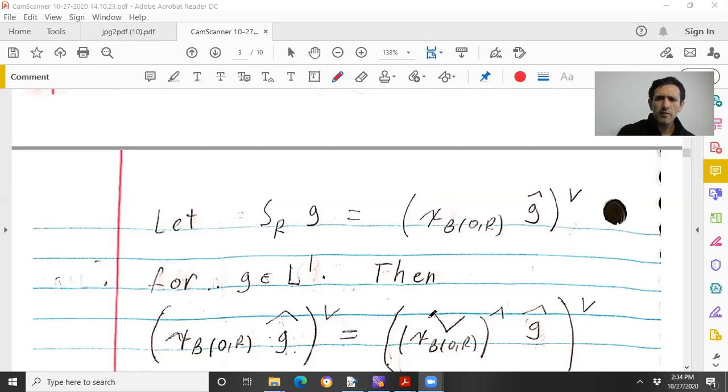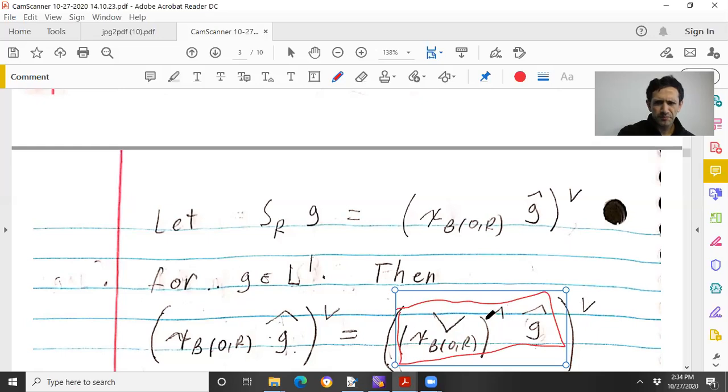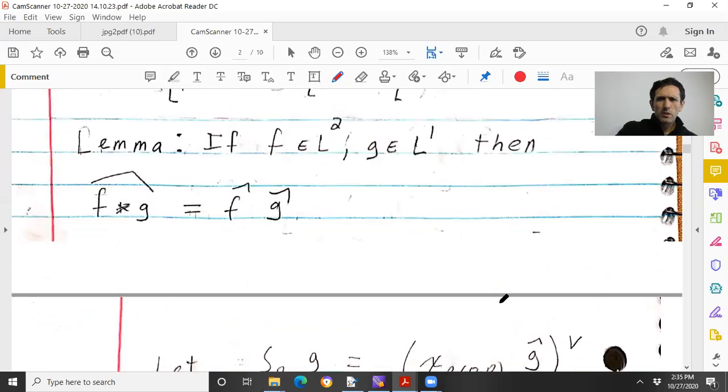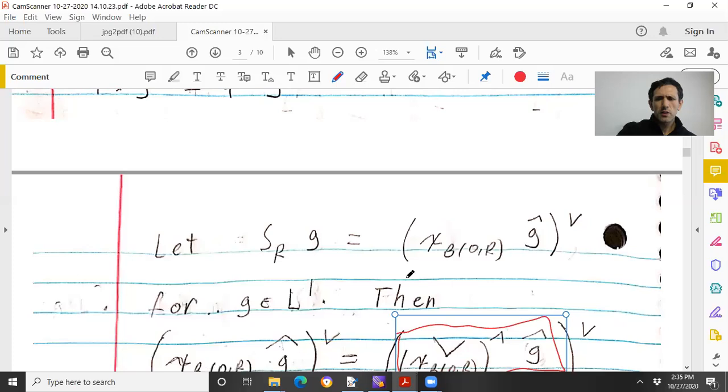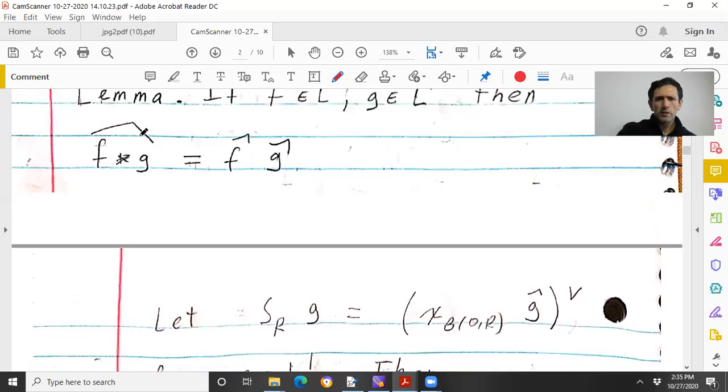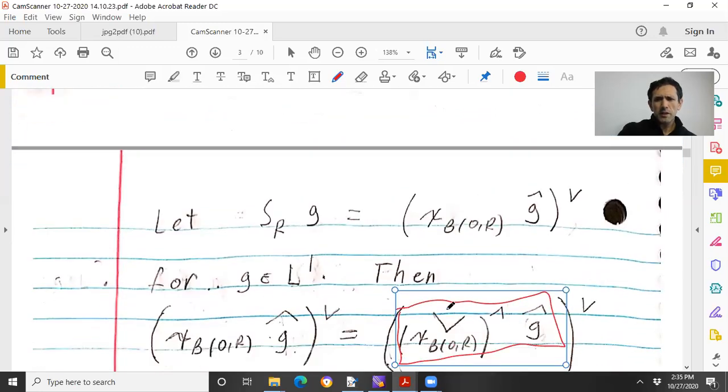Okay, so what do I have here in the box? Forget about this inverse Fourier transform for the moment. I have the product of these two Fourier transforms. So g is in L^1, and f is in L^2, f being the inverse Fourier transform here.